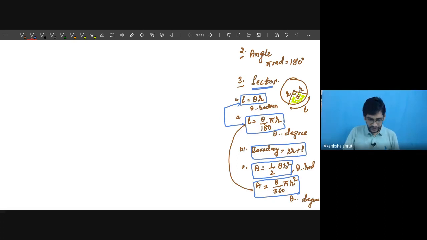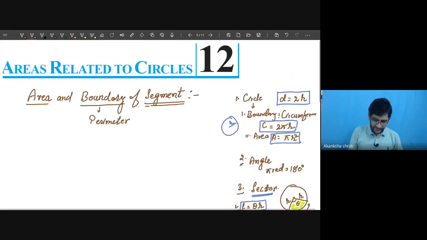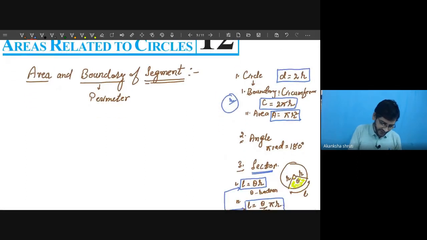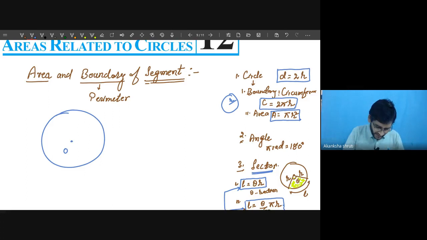Students, last day we had started: if we are given a circle with center O, and this outer boundary is called the circumference, whose distance from the fixed point O is always constant, that distance is called the radius. Consider this point as A.